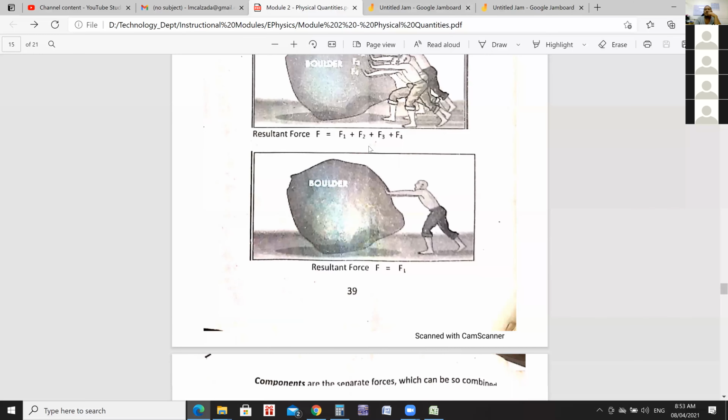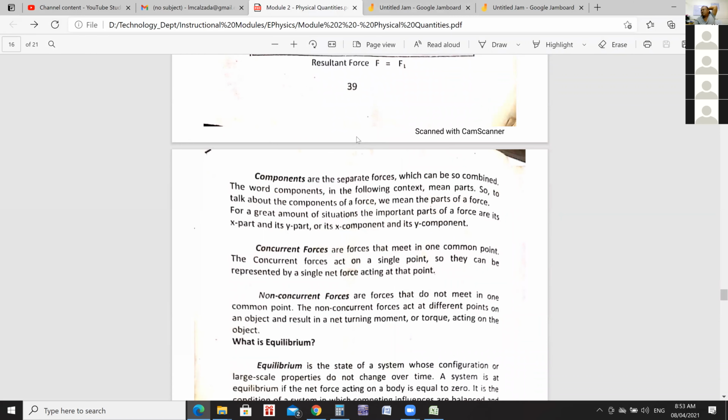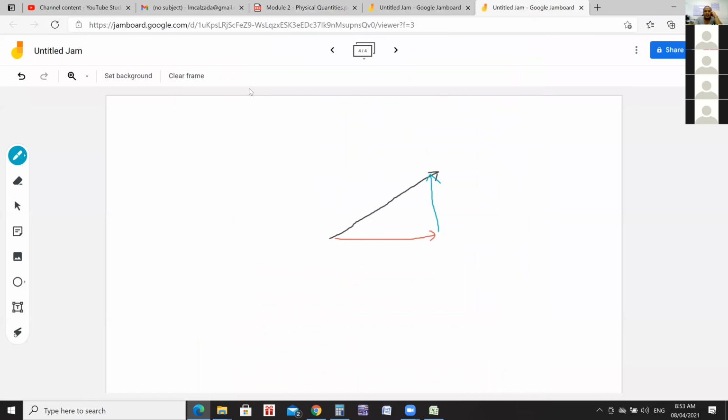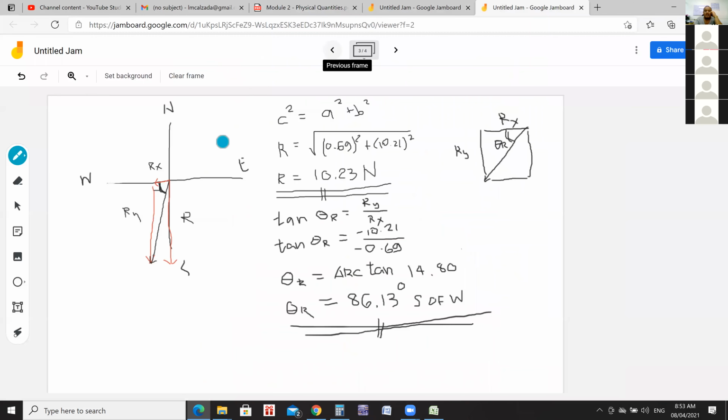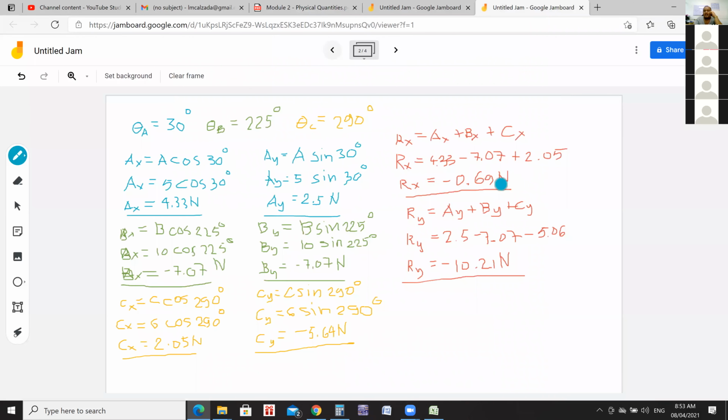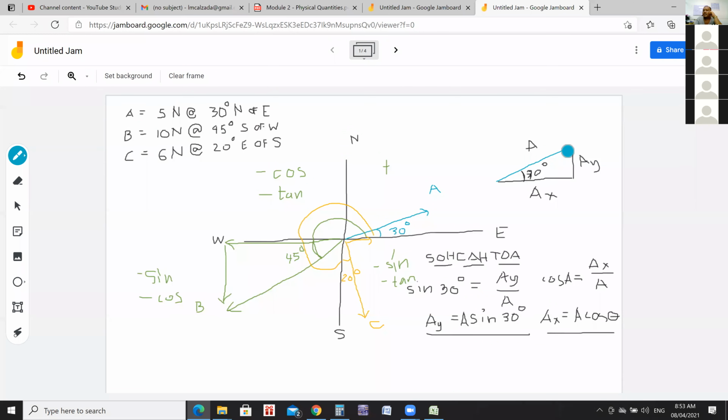Because there are many forces here. Now, what we did earlier was components. Components are the separate forces which can be combined. That means there are many forces, one force, but you can represent it in two forces. Okay? We have a force A that we represent with two, which are AX and AY. Earlier, the resultant represented many forces with one. Here, one force is made into two.